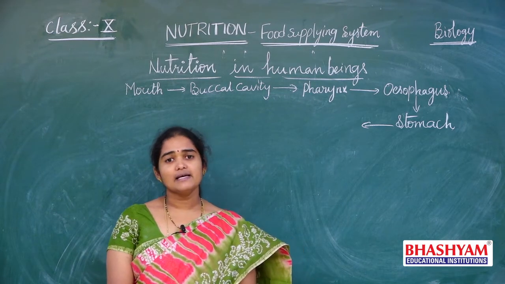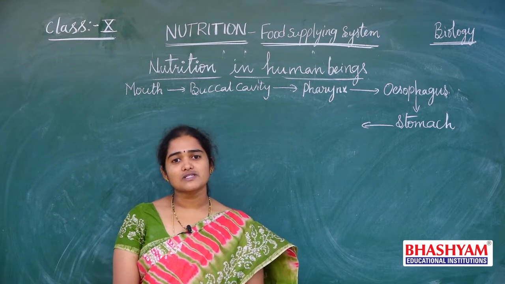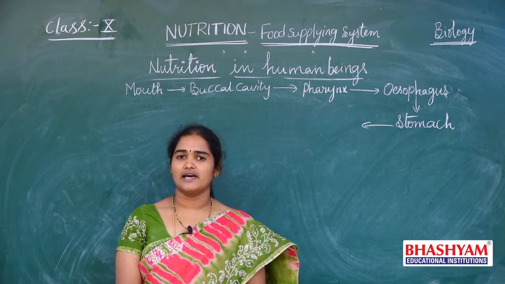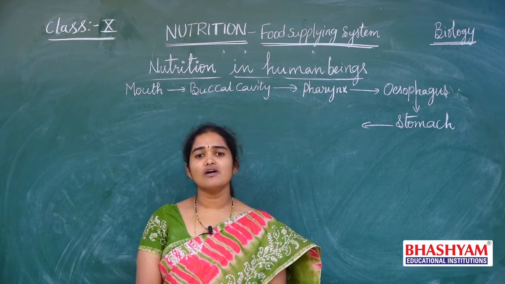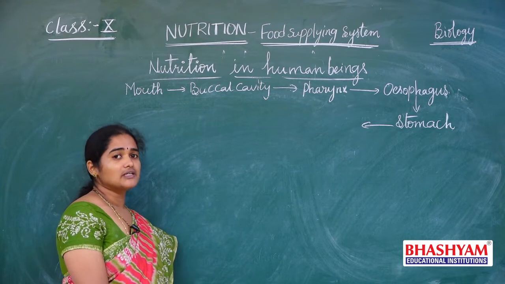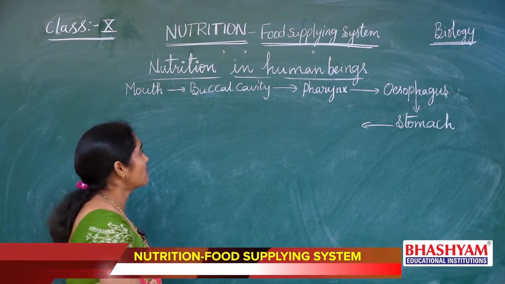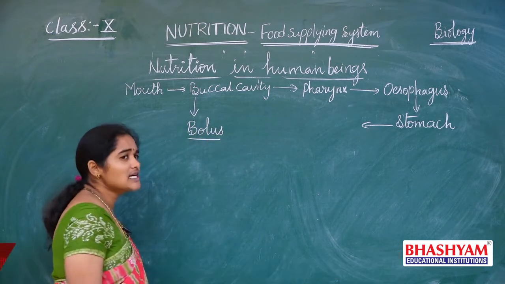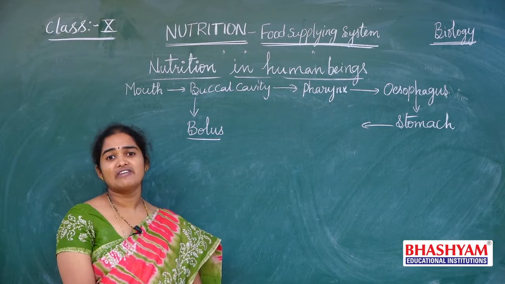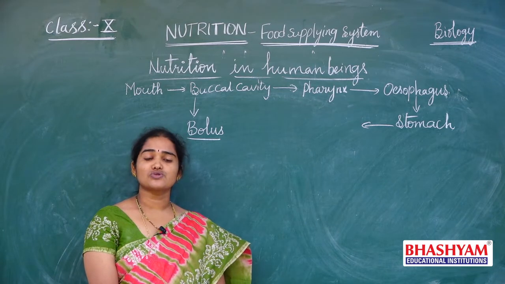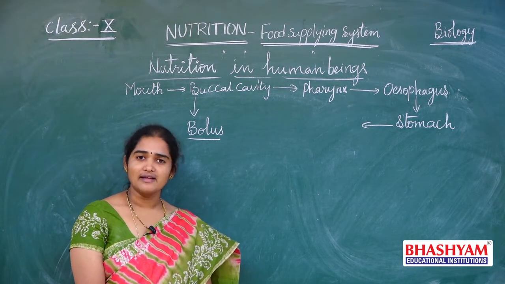And here in the buccal cavity, food becomes soft because of the chewing process and because of the mixing of food with the saliva. The soft chewed food in the mouth cavity or buccal cavity is called a bolus. What is bolus? The chewed food in the mouth cavity is called a bolus. Now this bolus moves to the next part of the alimentary canal.